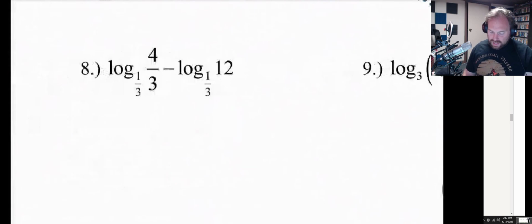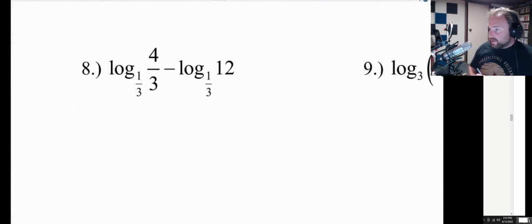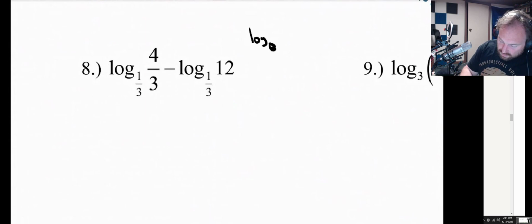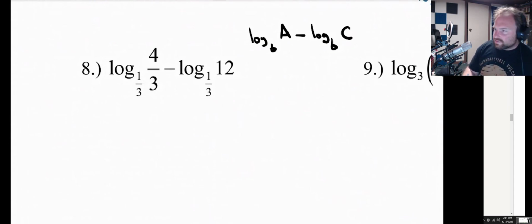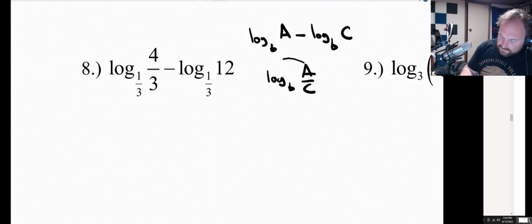Let's talk about number 8 here. Okay, now we got subtraction. Well, if the rule with plus signs means we're going to multiply together, then subtraction signs should mean division, and that's true. The log base b of, again, capital A minus the log base b of, let's say capital C, just to make it a little more varied, would be equal to the log base b of A over C, like that.